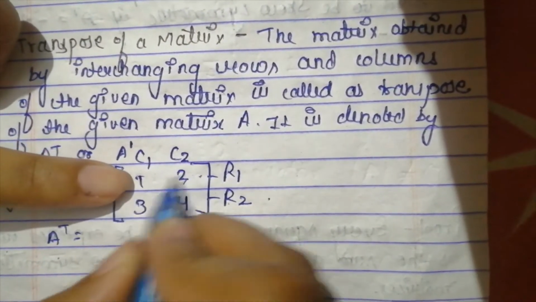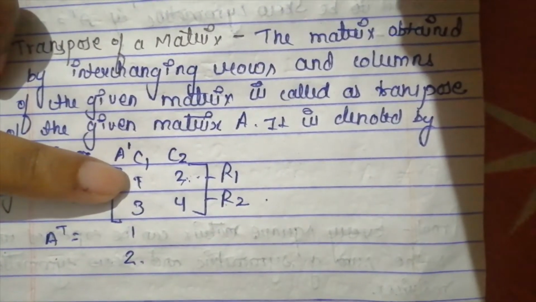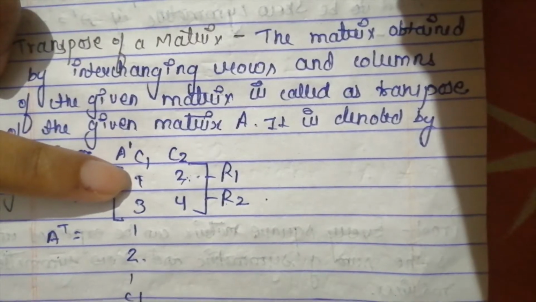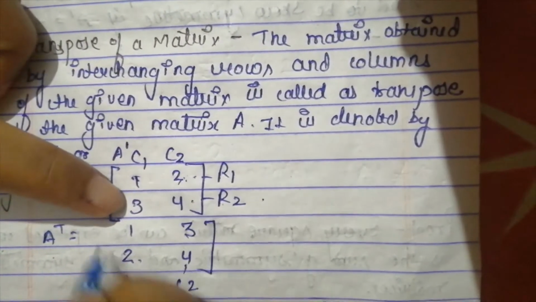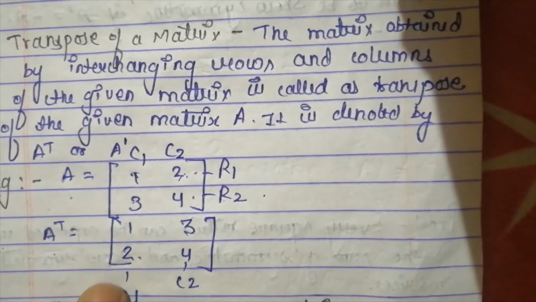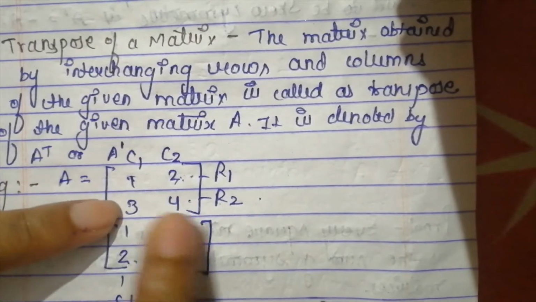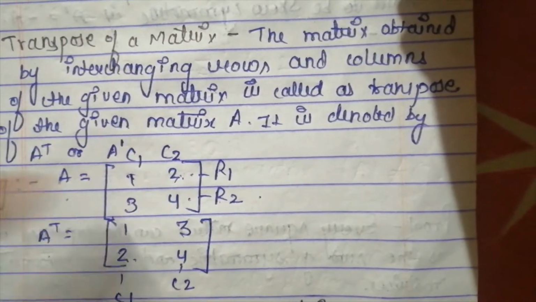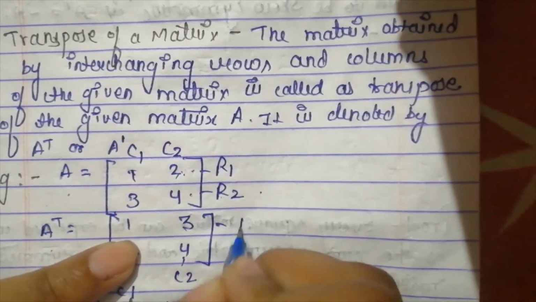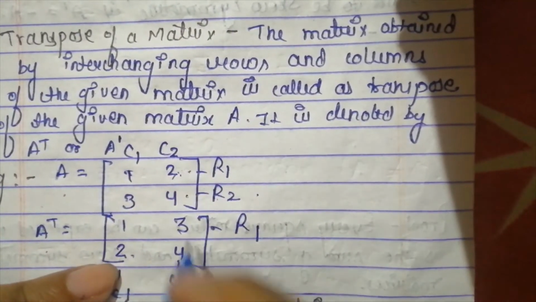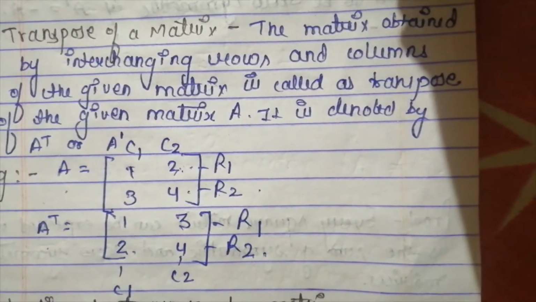So row 1 is 1, 2, so this will be our column 1. Row 2 is 3, 4, so this is our column 2. Now in this matrix, row 1 is changed with C1 and row 2 is changed with C2. Similarly, column 1 is changed with R1 and column 2 is changed with R2. So this is a transpose operation.